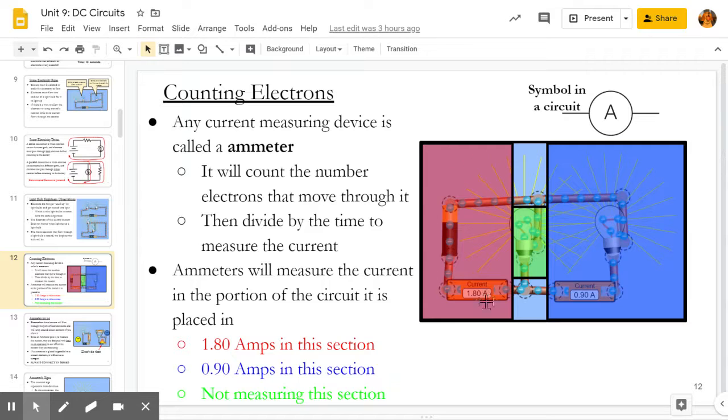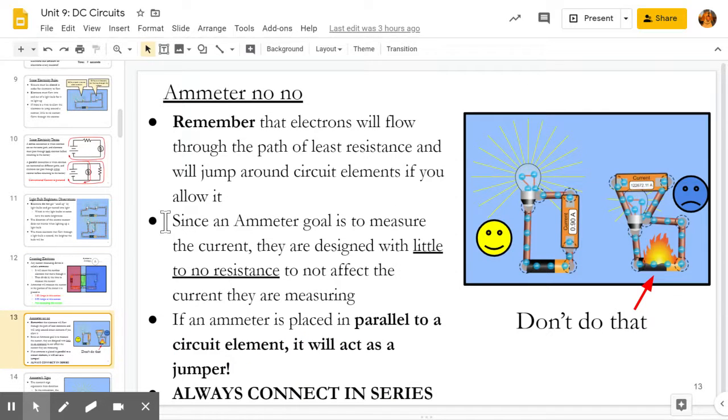So in red, we have an example of a parallel circuit here where the electrons leave the battery, go through this ammeter, and then they have the choice of choosing which light bulb they want to go through. And so the ammeter is only going to be measuring the portion of the circuit that it's in. So in this section, the ammeter is measuring 1.8 amps, more on that later, 1.8 amps through this section. We have 0.9 amps through this section, and there's nothing that's measuring the current through this middle one because there's no ammeter there.